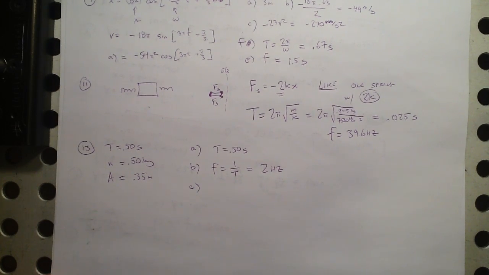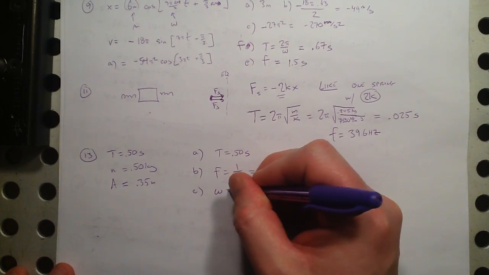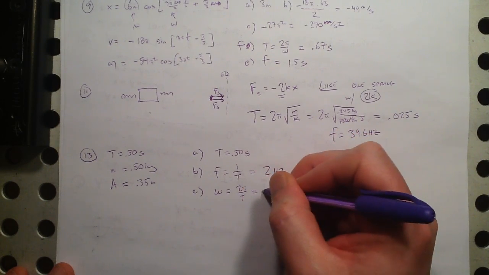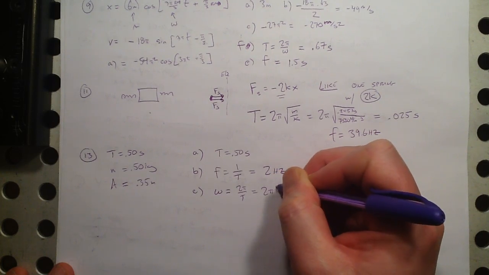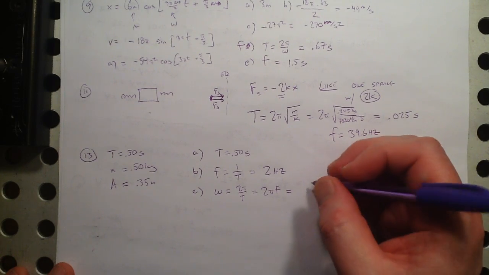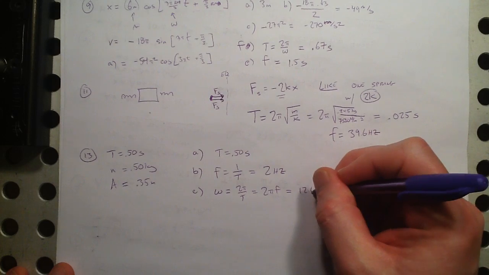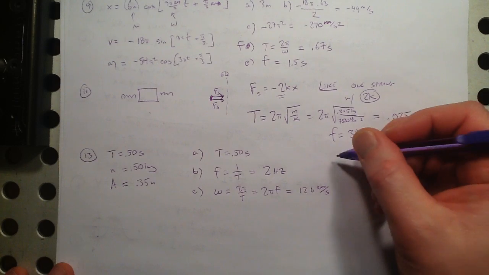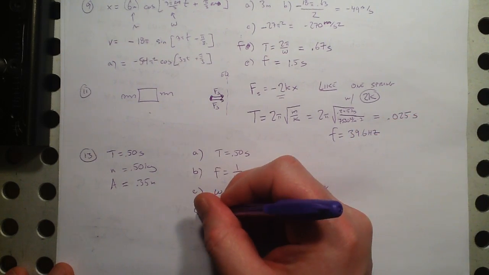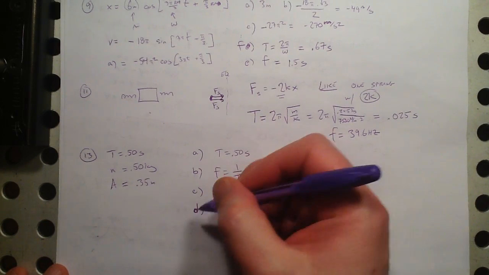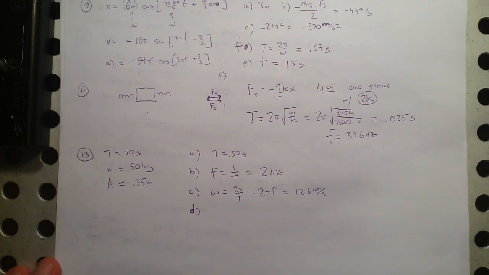C, they want to know what is the angular frequency. Angular frequency is omega, which is either 2 pi over T or 2 pi f, whichever you want. So 2 pi times 2 is 4 pi, which is about 12.6 radians per second, or just inverse seconds if you want. Oops, there's another letter in between there, D. A, B, C, D, E, sorry, I gotta sing that sometimes.